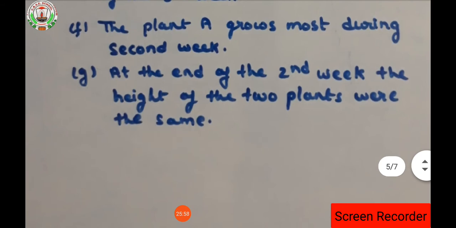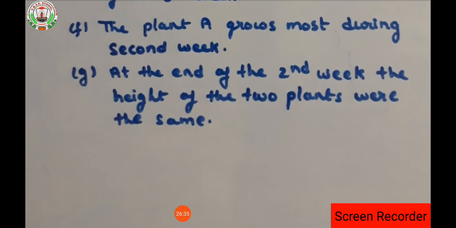Okay, now the next question. The answer will be the plant A grows most during the second week. In the second week the plant grows most. It is asked during which week did the plant A grow most, that is the second week, and in the same way during which week did the plant B grow least. That means the least. So the answer will be the first week, the plant grows least, isn't it?